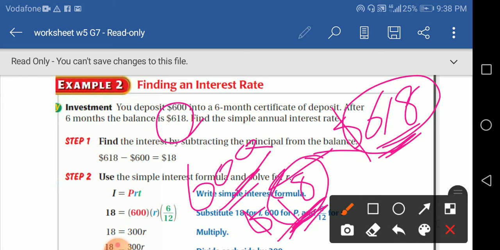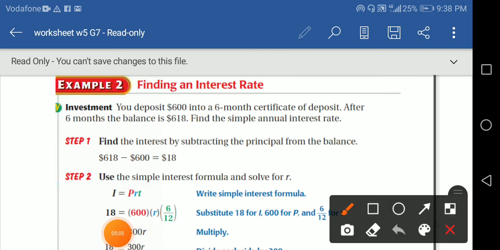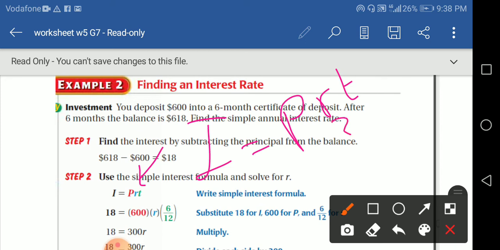Okay, and here the interest by dollars. Okay, guys, so if he asks me here, find the simple annual interest rate, so I will search for the rate. So the R here is the required focus. So I have here, okay, the interest equals principal multiplied by rate multiplied by the time. Here the rate is required.